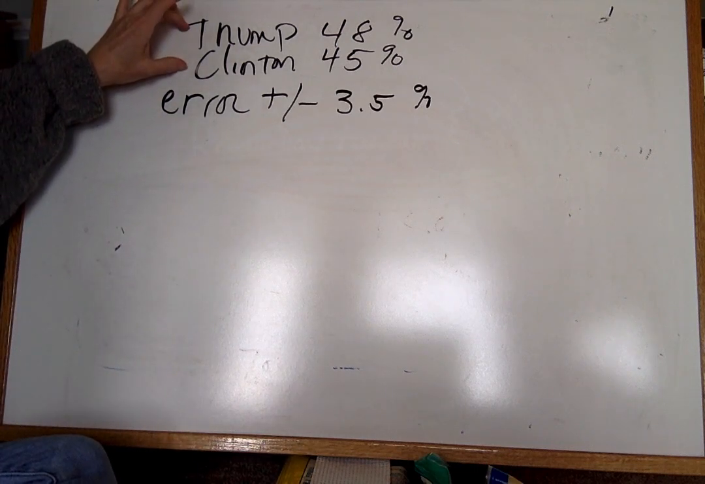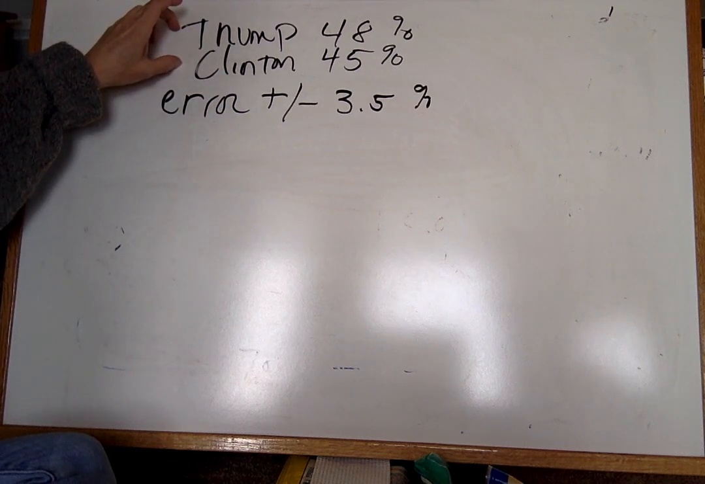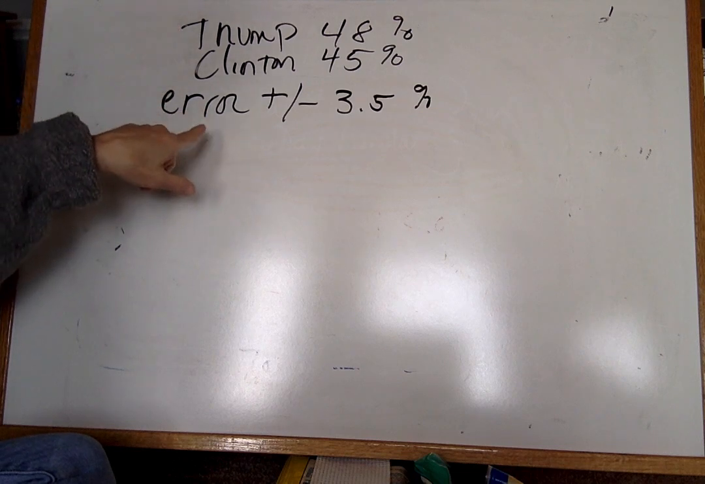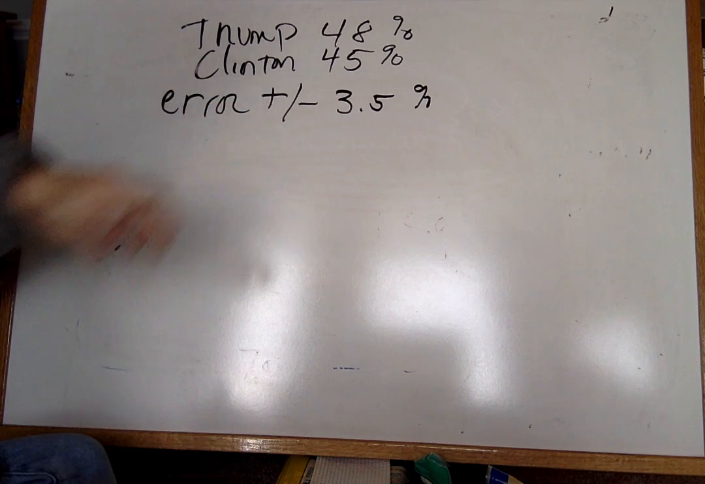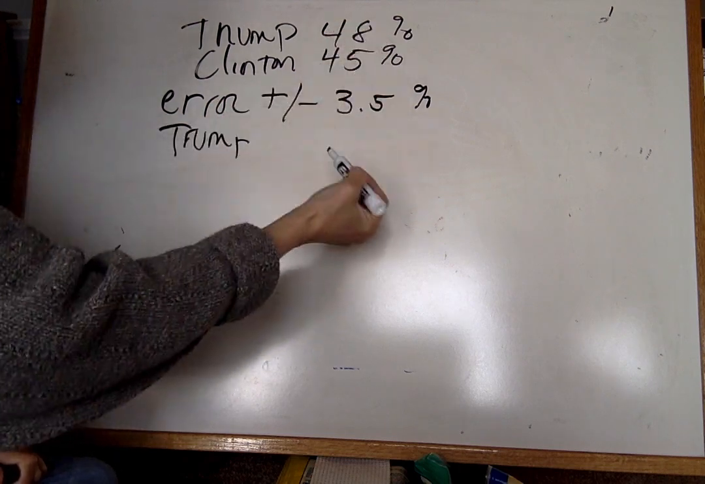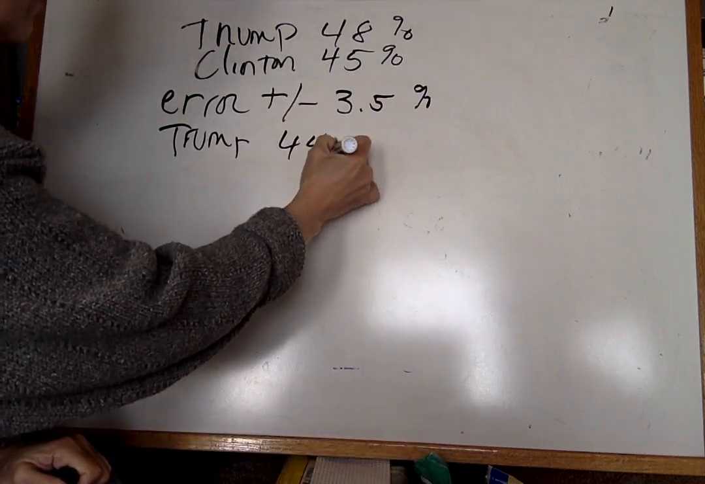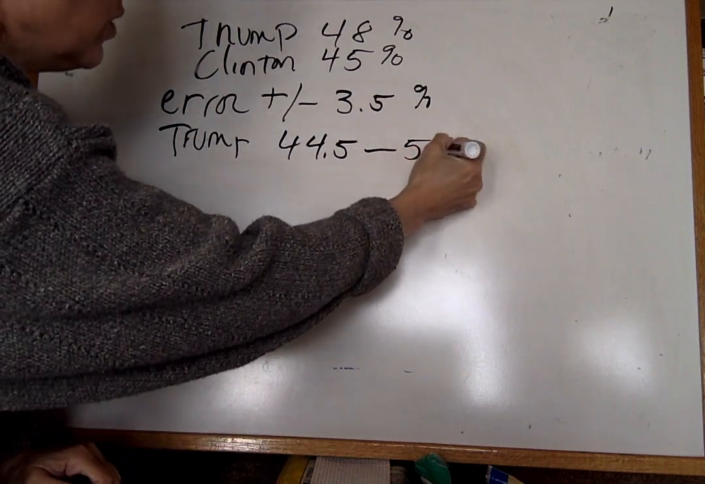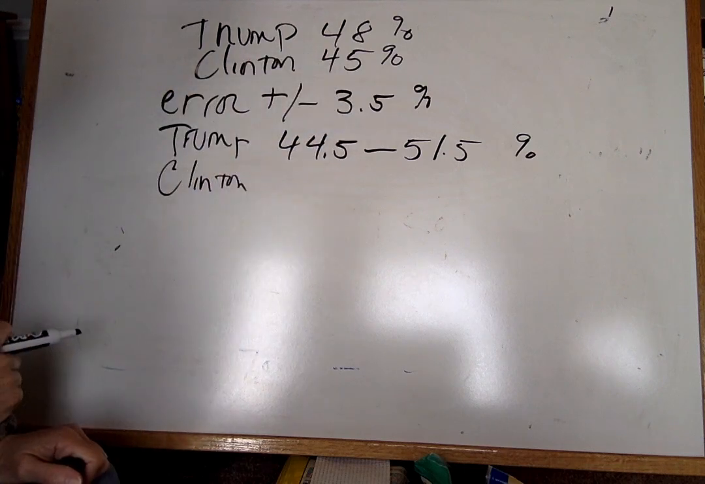These were numbers that came from one sample. I'm assuming it was the standard 1,000 registered voters or whatever. We have no idea how sure we are about the 48% and the 45%, but we can build an interval of possible values using this margin of error. So Trump, I'm going to just plus or minus 3.5 from each one. I think I'll cheat and look at my numbers. 44.5 to 51.5%. And Clinton, I'm going to plus or minus 3.5 from the 45.